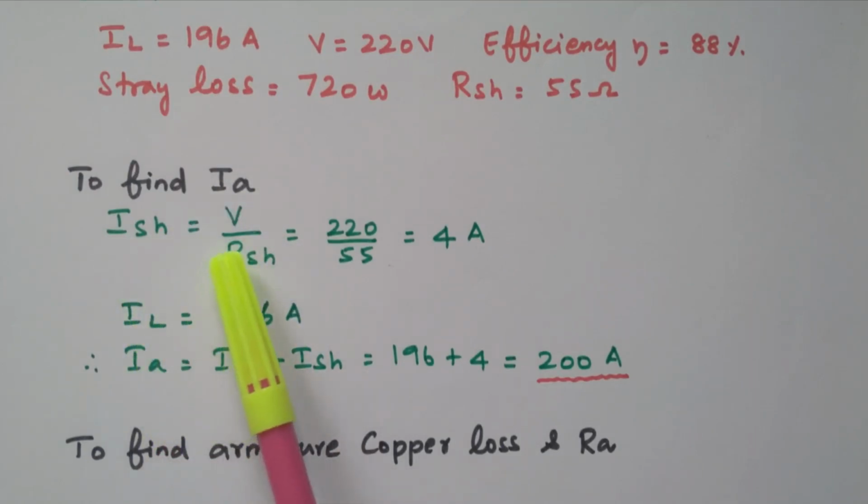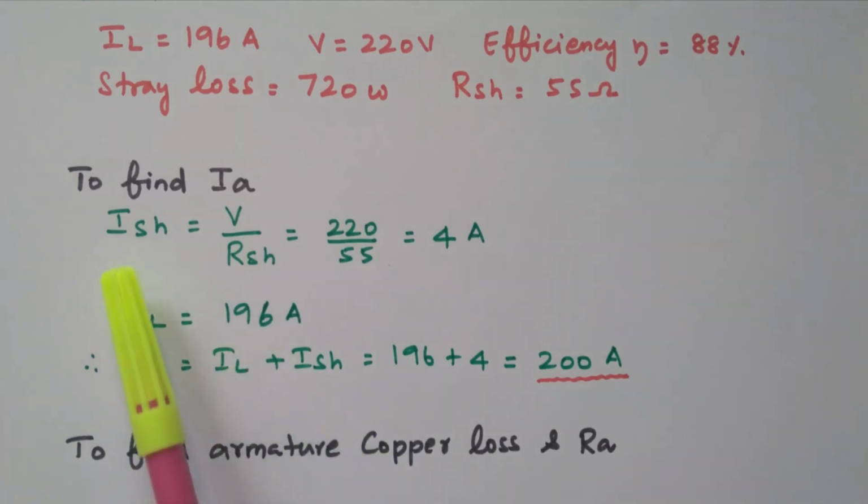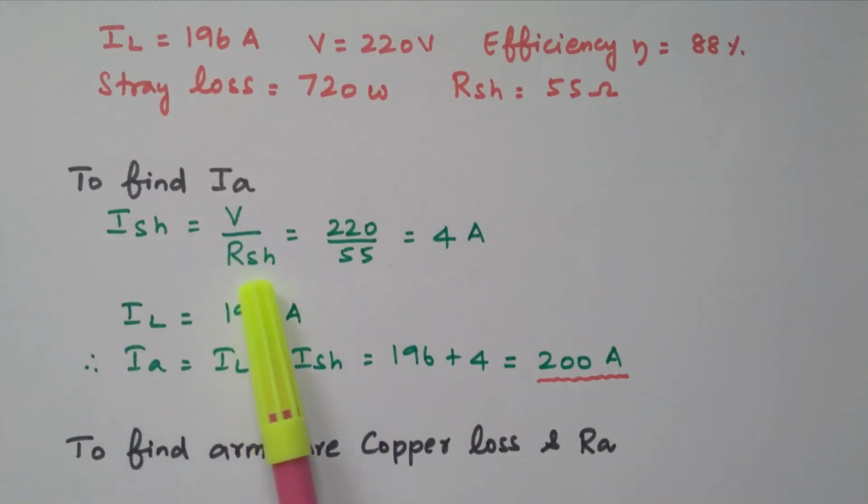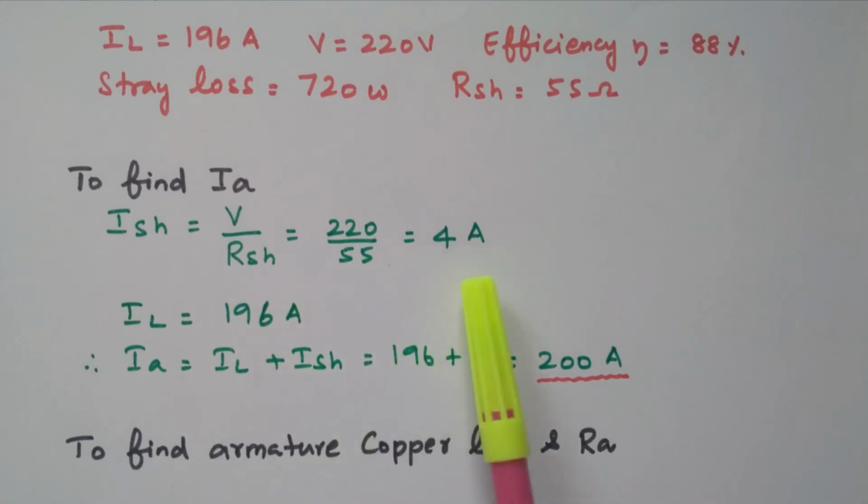ISH equal to V divided by RSH, because armature current equal to IL plus ISH. In case of shunt generator, the armature current is split into load current and shunt field current. So that IA equal to IL plus ISH. The IL is given 196 ampere. ISH we can calculate from V divided by RSH. The V is 220 divided by 55, it is 4 ampere. So the shunt field current ISH is 4 ampere.